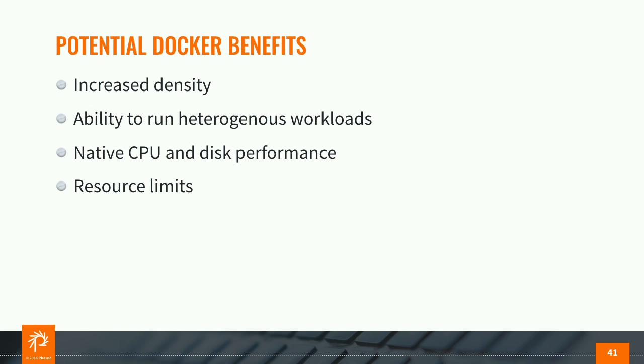When you're running on bare metal, you do get native CPU performance, like they are just processes ultimately. You do get native disk performance in volumes. You don't necessarily get native network performance. Most of the Docker networking setups will lose you a little bit of performance, but you do also get the ability to set resource limits. So yeah, there's certainly some great things that you can get by moving to a containerized workload.